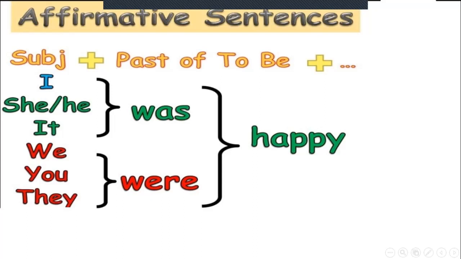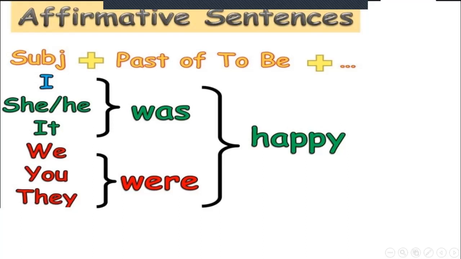To make an affirmative sentence, we use subject plus was or were, the past form of verb to be. We begin with the subject. After the subject, we use the past form of verb to be. We use was with subjects I, she, he, it, or any singular noun. And also we can use were with we, you, they, or any plural noun.